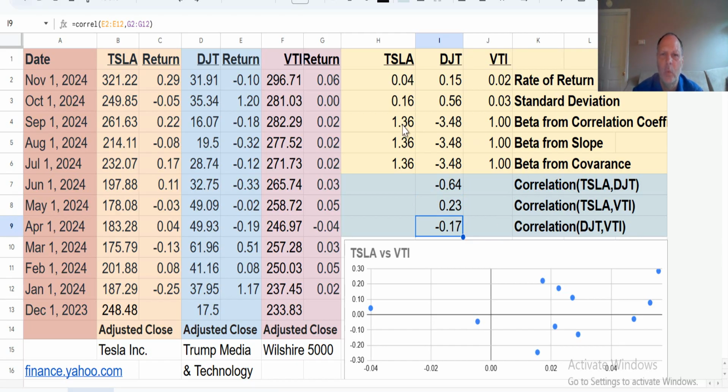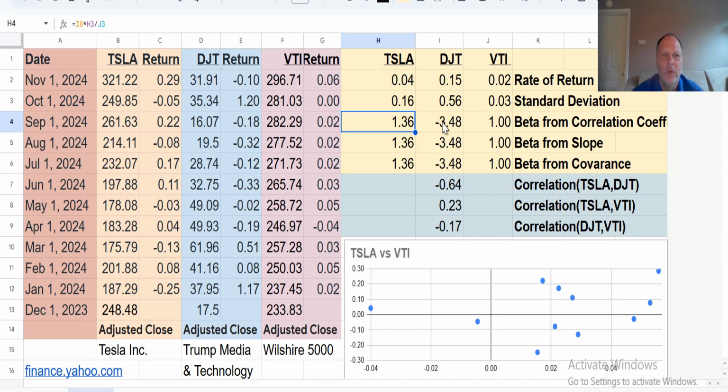Let's look at beta from correlation coefficients. So if we use the beta from the correlation coefficient and we want to find the beta for Tesla, we would use first I8, what we just calculated right here, the correlation for Tesla, and then you multiply by H3, the standard deviation of Tesla, and divide by J3, the standard deviation for VTI.